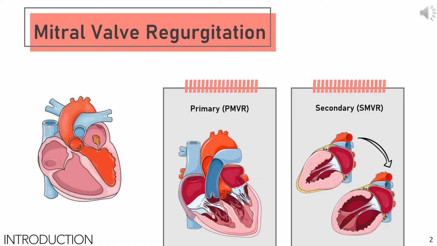Mitral valve regurgitation is defined by a retrograde flow of blood from the left ventricle to the left atrium. We find two main types of regurgitation. Primary regurgitation is a result of an intrinsic lesion of the mitral valve apparatus, while secondary regurgitation is caused by abnormal changes in the geometry of the left ventricle, displacing the papillary muscles or dilating the mitral annulus.